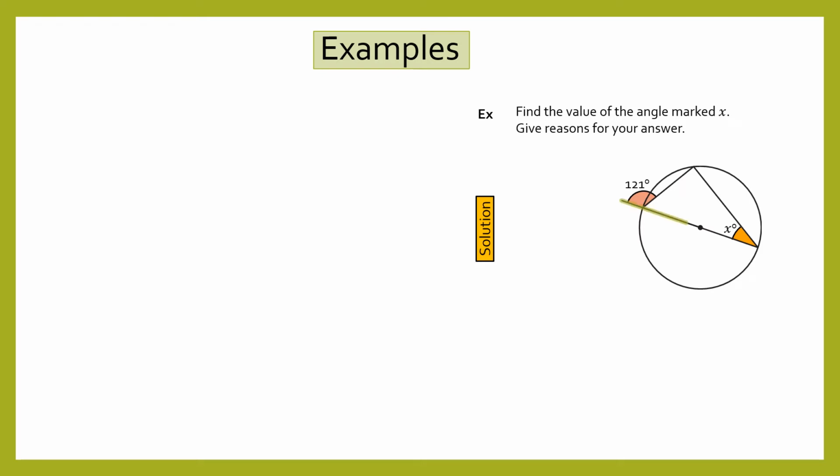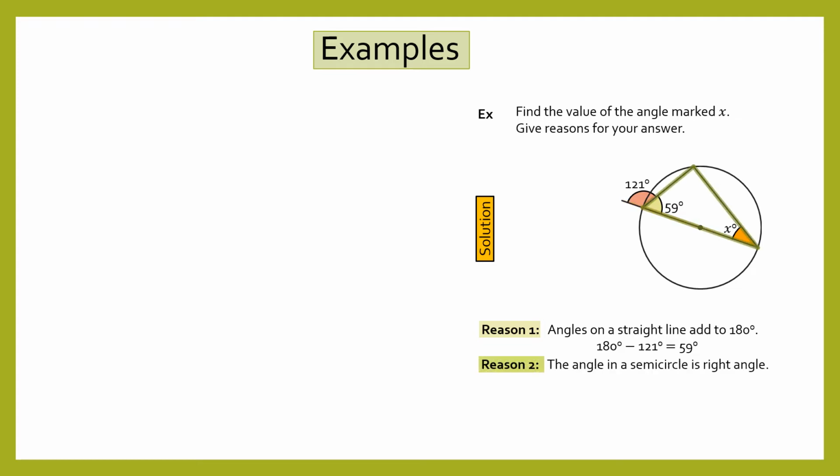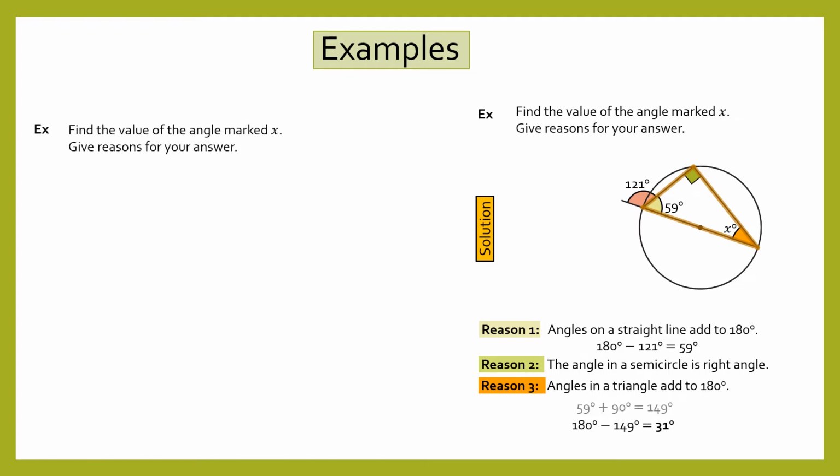Here are the answers. So first I have to see the straight line. It means 180 minus 121 will give me the answer of 59. So my interior angle is 59, and to find the angle x, 59 plus 90 degrees, because the angle in a semicircle is a right angle. I'll find my equation: 59 plus 90 is equal to 149, and if we subtract 149 from 180, I'll get the answer 31.